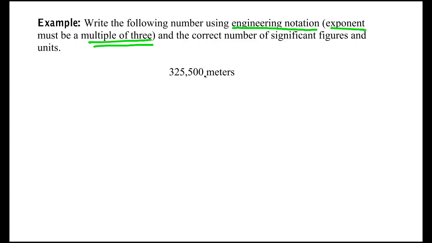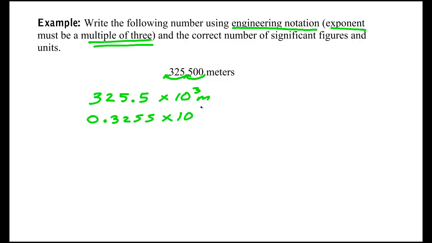So let me show you an example here. I can only move it in groups of 3. So I can move it 3 places. 325.5 meters times 10 to the 3 meters. That would be okay. That would be one possibility. That's within 1,000. I also could move it not 3, but move it 6 places. And it could be written as 0.3255 times 10 to the 6 meters. Either would be okay.